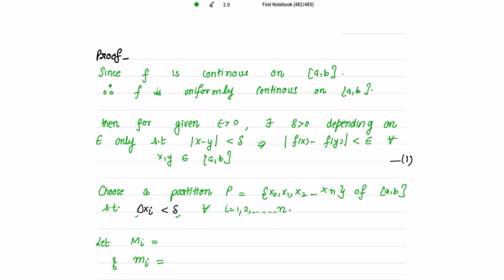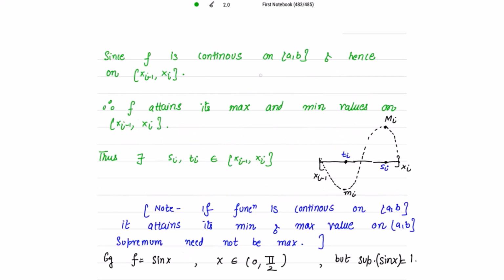Now let's define capital M_i and small m_i. Capital M_i is equal to the supremum of f(x) over the closed interval [x_{i-1}, x_i], and small m_i is the infimum of f(x) over this closed interval [x_{i-1}, x_i]. Very fine.